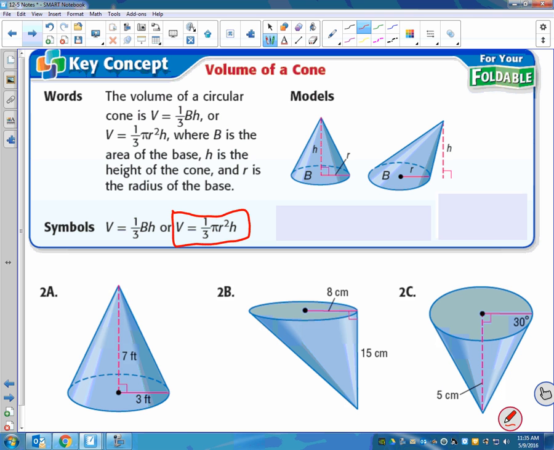Alright, so 2A, it's set up perfectly for us, right? You just gotta remember the 1/3. So it should be 1/3 times pi times 3 squared times 7. And again, it's okay to type the 1/3 first. Like I just typed 1/3 times pi times 9 times 7. I got 65.97. So if I'm rounding up, we're going to say 66.0.